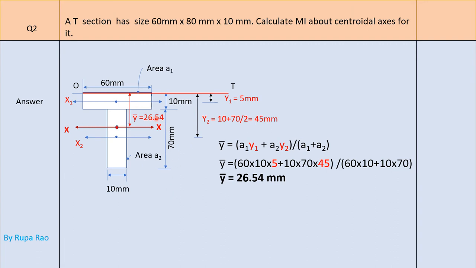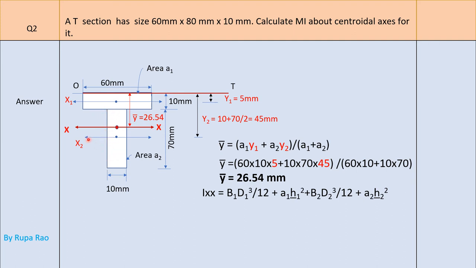Now for that, what we need is, when we take the ah square term, we need the distance between the axis x1 and xx, this distance. So that is called h1. Now let us first write the formula. Ixx will be b1 d1 cube by 12. This is the moment of inertia of this horizontal flange, that is this horizontal rectangle, about its axis x1. b1 is this horizontal dimension 60, and this vertical dimension 10 is d1. This 10 is d1, b1 d1 cube by 12. And when we add the term a1 h1 square, we transfer the moment of inertia from the axis x1 to axis xx for this flange, top rectangle.